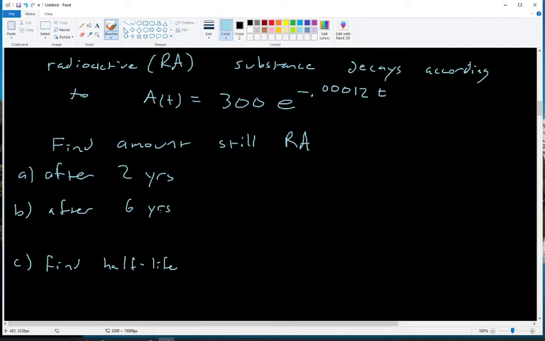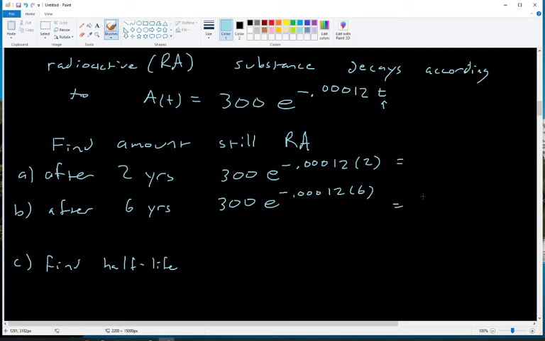So these parts A and B are pretty easy. If we want to find the amount still radioactive after 2 years, we just plug 2 in for the T in this equation. So we just get 300 e to the negative 0.00012 times 2. And then we want to get the one for 6 years. It's 300 e to the negative 0.00012 times 6. So we'll just type those into our calculator and we'll see what we get.